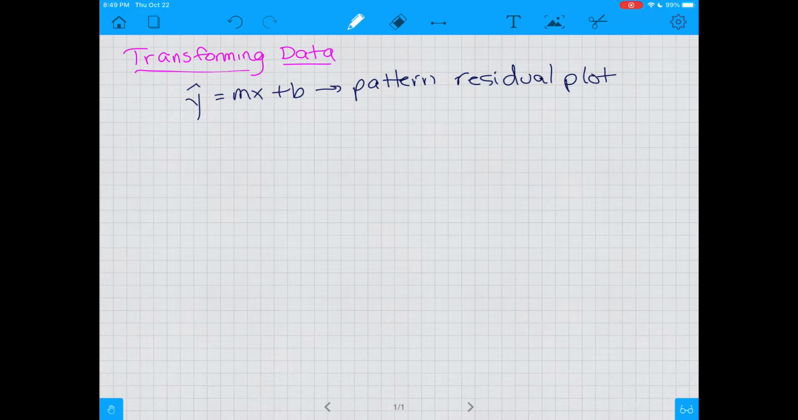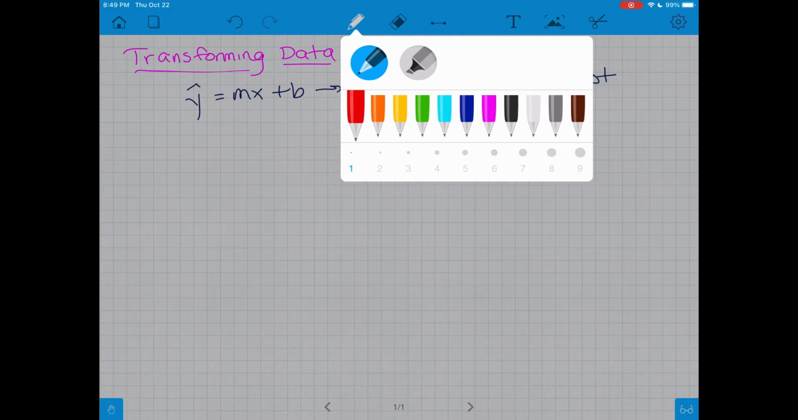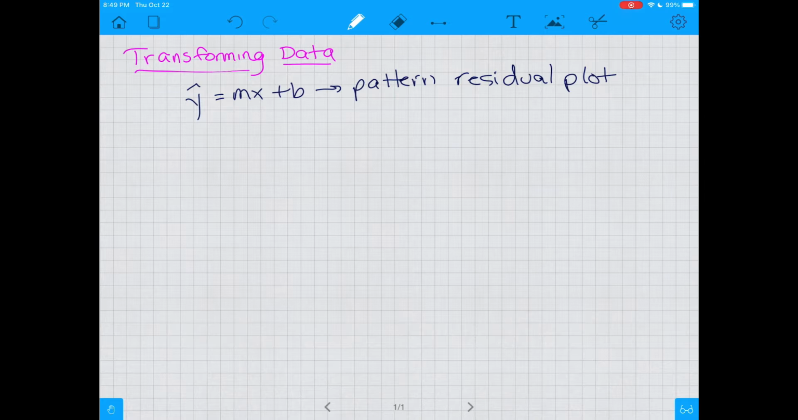So the first thing that we think about here, we have 4 different options, believe it or not, and depending on what your data looks like will determine which one you use. Our option number 1 is to look at x versus, instead of y, the square root of y. I'm going to take the square root of all the y values. If I have a quadratic, this might transform it to make my data linear.